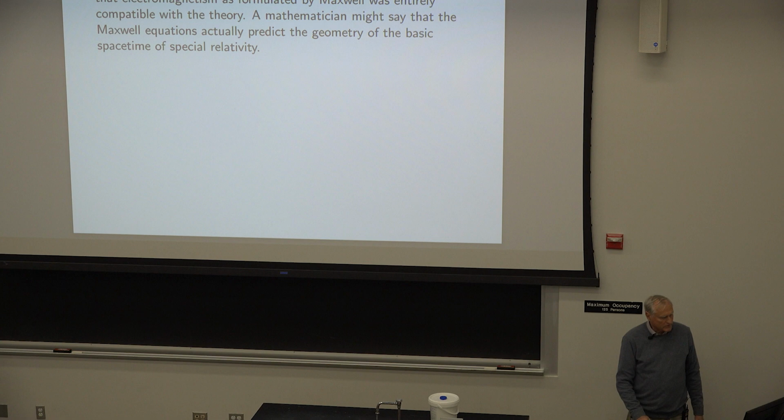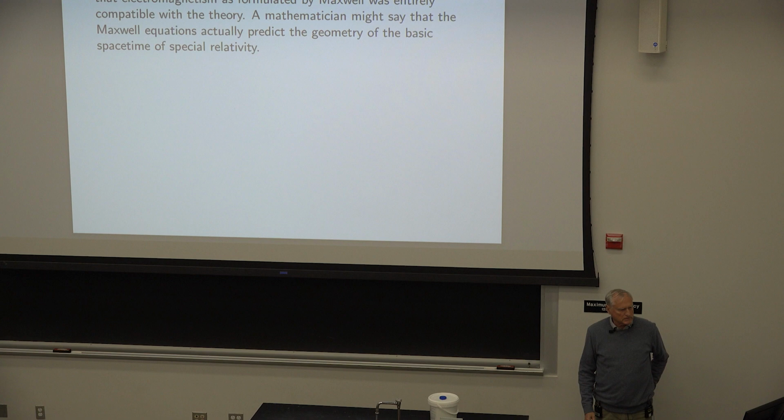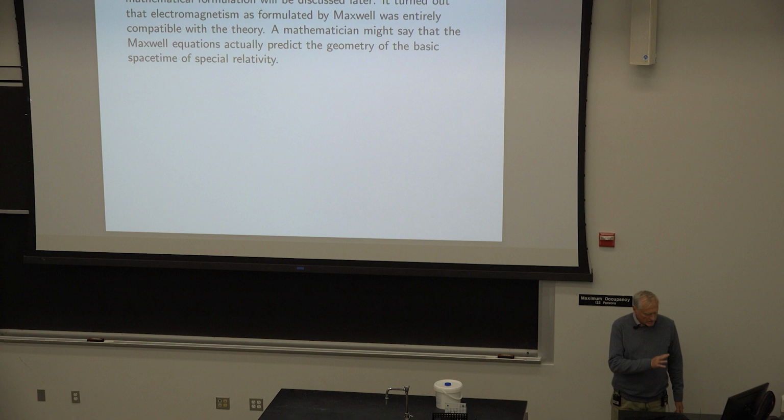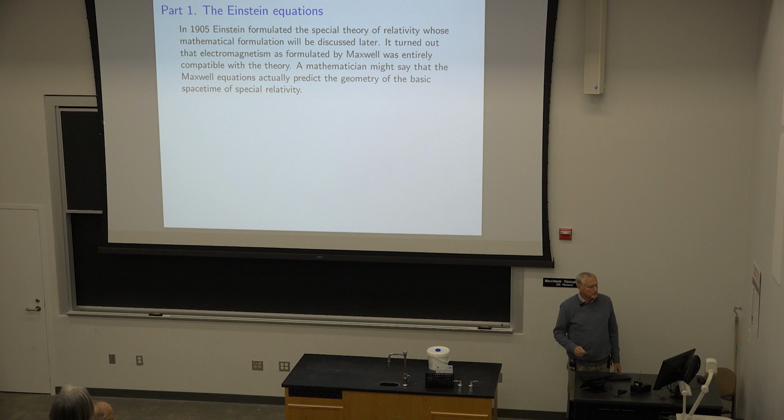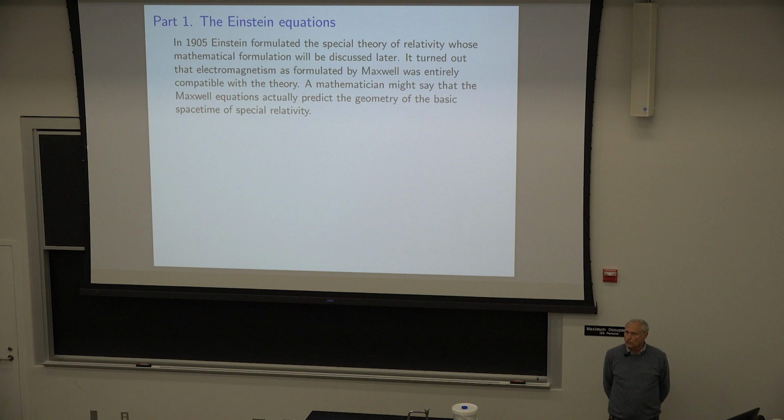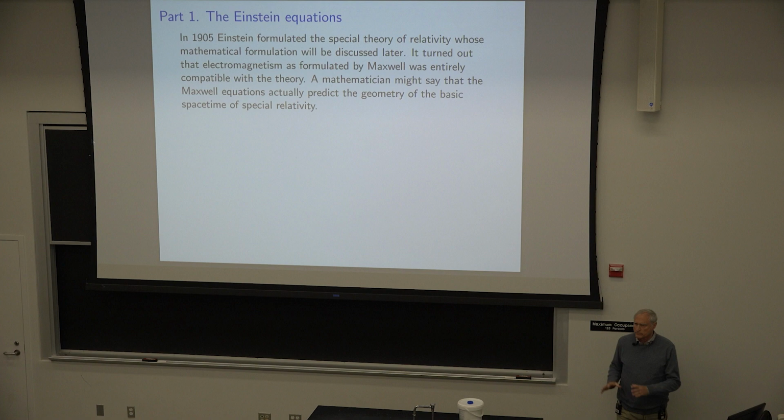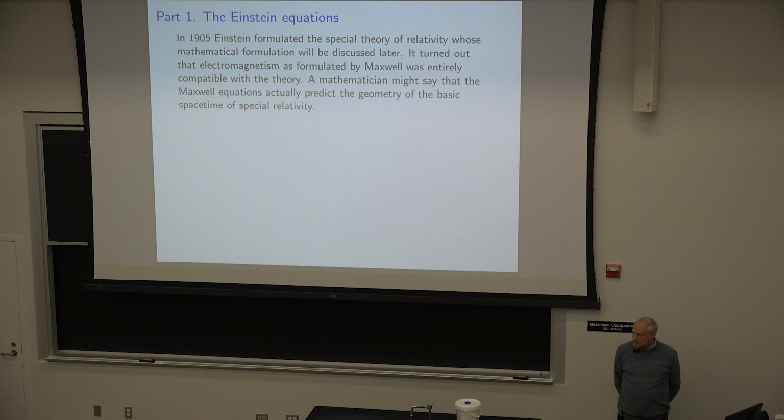Okay, and so actually I should say there's a very interesting recent biography of Einstein by Walter Isaacson, which I read about 6 months ago. It has a lot of interesting material, and I know there were many earlier ones too, but I found this one particularly good. And so in 1905, Einstein formulated the special theory of relativity, and we'll talk a little about what that means mathematically later. But it turned out that electromagnetism, which is the electric force, was completely compatible with special relativity. The Maxwell equations in particular had the correct invariance to be defined over space-time.